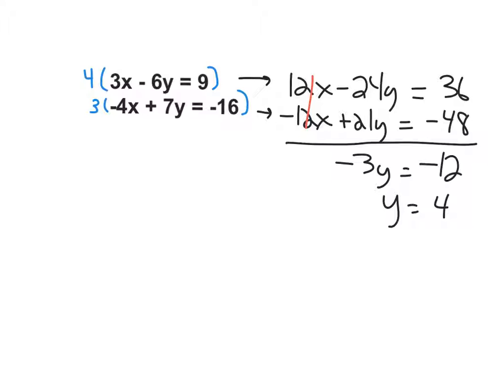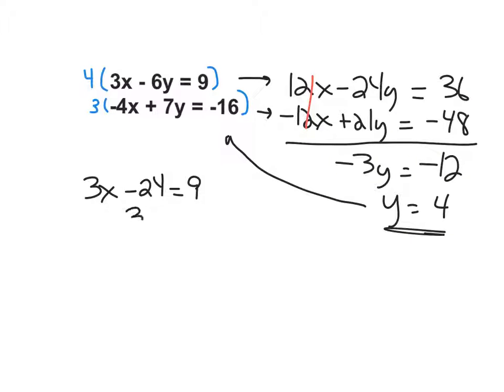And again, once you get your first variable, you're going to plug it back in either one of those you want to get your other one. I'm going with the first one only because the number is a little smaller. So I'm going to say 3x, and if I do 6 times 4, that's 24, equals 9. Move that 24 over, gives me 33. Divided by 3, that's 11. So my solution is going to be (11, 4). All right, hopefully that makes some sense to you. I'm going to show you one special case like I did yesterday and see what we can figure out.